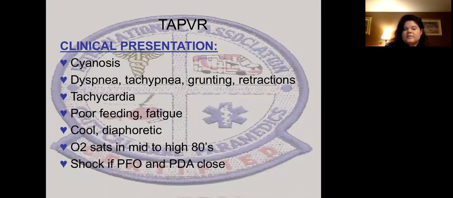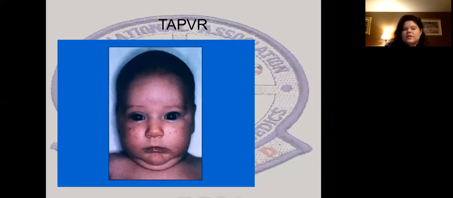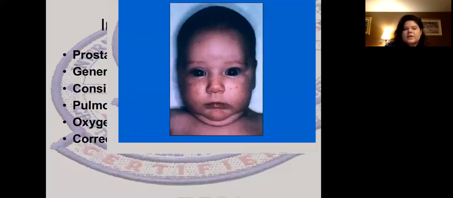These kids, a lot of times they'll have grunting. It's so hard for them to breathe and to work. Their body is literally exhausted. They're going to have a low O2 stat. But again, you don't really want to load them up with oxygen. You kind of want to keep it permissive, just because that PDA can close and then there's nothing we can do. And that's a little baby that has that.